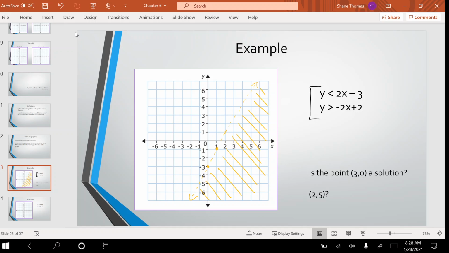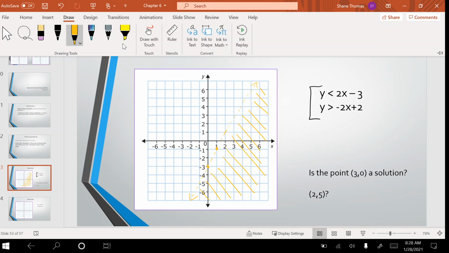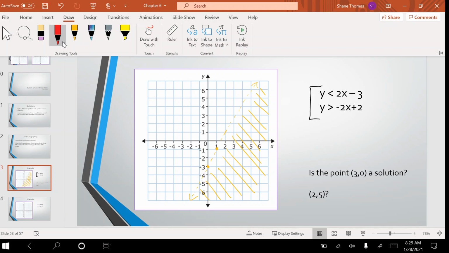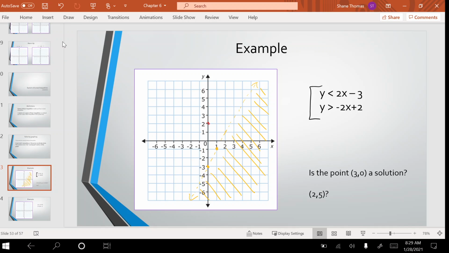Okay? Second one, let's do this in a different color. Let's go red for this guy. All right, so this one, y is greater than negative 2x plus 2. So I'm at a positive 2 right there. My slope is negative 2, down 2 over 1. This one would be a dotted line as well, correct? All right, so put a dotted line in here.